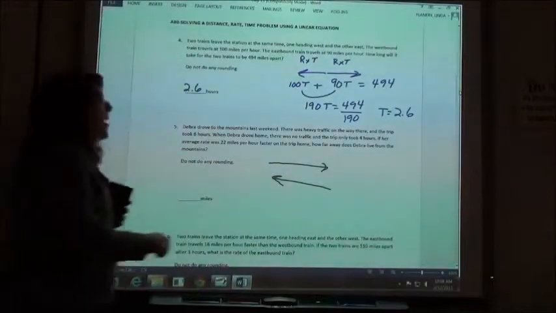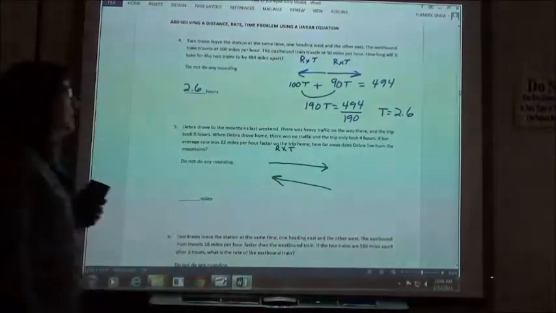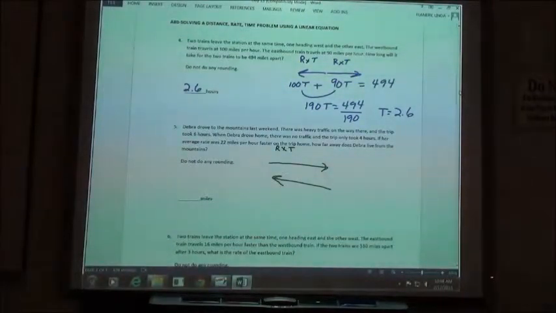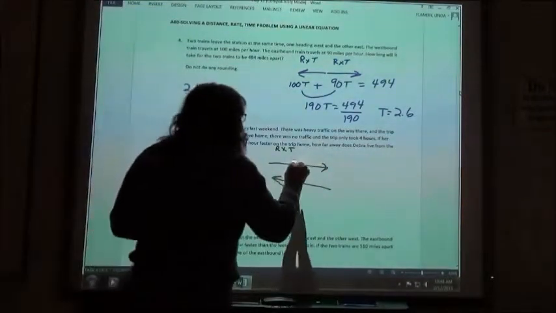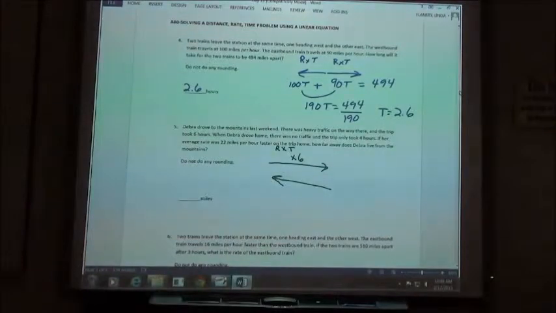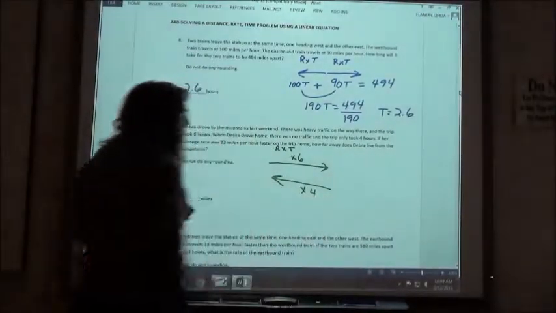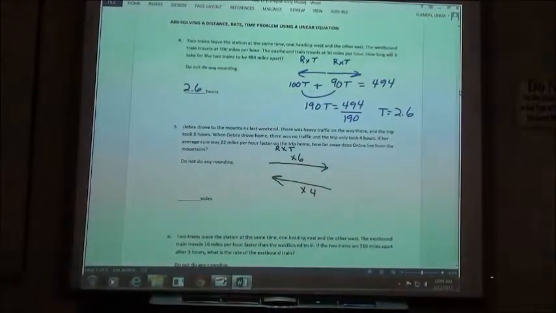Again, we want to think about the rate times the time for those two distances. So, there was heavy traffic on the way there. The trip took 6 hours. So my time here is going to be 6 hours. When Deborah drove home, there was no traffic. It only took her 4 hours. So the time on the way home, 4 hours. Her average rate was 22 miles an hour faster on the trip home.